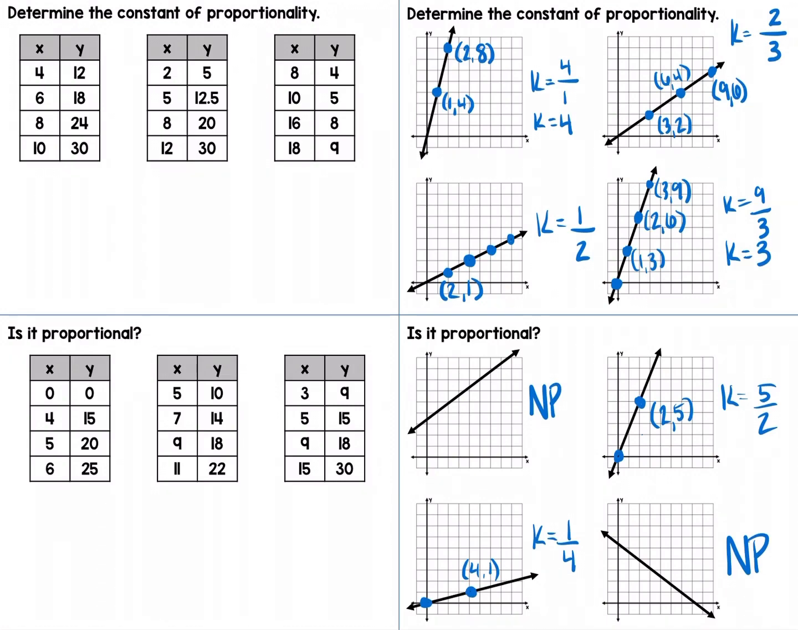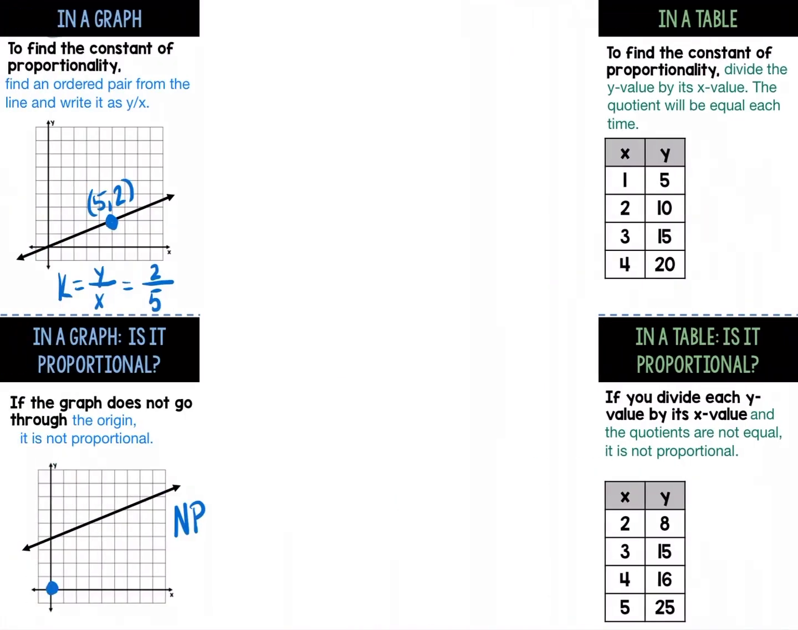Okay, so that's kind of it for graphs. So remember, for graphs, you have to find, is it proportional? Is it a straight line? Does it go through the origin? If it does, find an ordered pair and then write it as y over x. Boom, constant of proportionality.